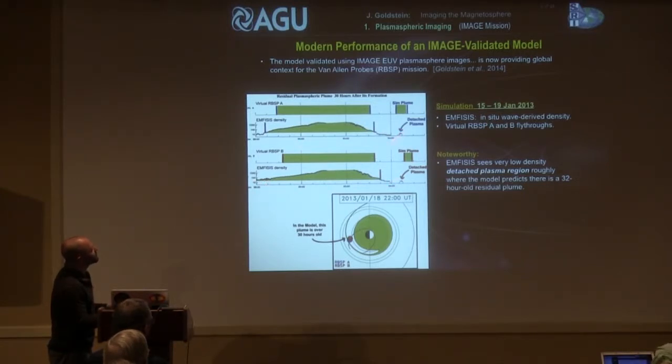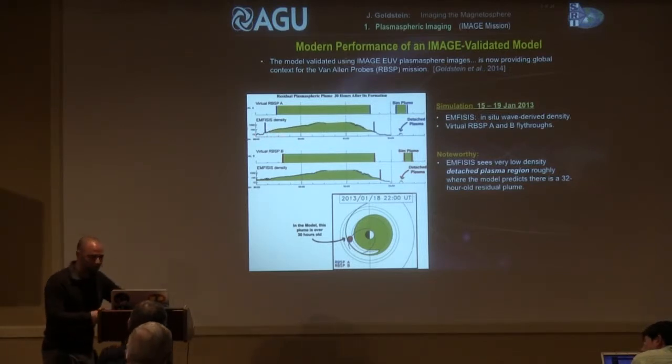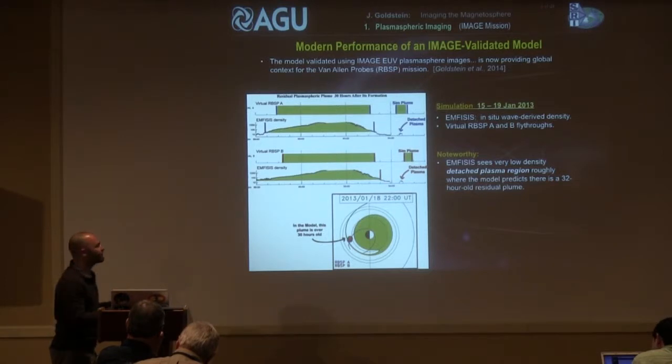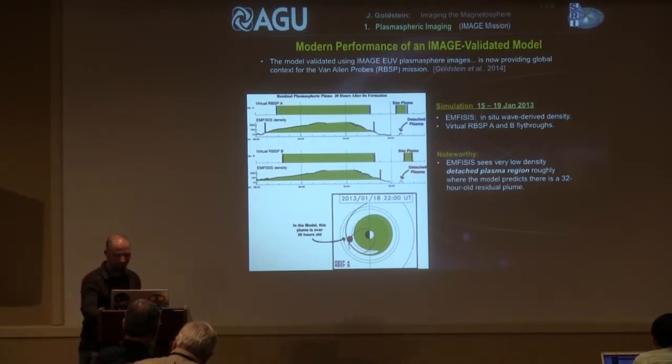Notice there's a little detached plasma region. It's very low density because it's well after the onset of the erosion event, so this density has dropped significantly. And in the model, you see the virtual RBSP-A satellite and the virtual RBSP-B satellite. Now, there's not perfect agreement with where you would call the 40 per cc threshold in the EMFISIS data, which is the lower threshold of sensitivity on average of the IMAGE EUV instrument, or was. But you notice that in around the right area, the simulation predicts a 30-hour-old plume right where you see this really tenuous but detached plasma region. So I think that's pretty good.